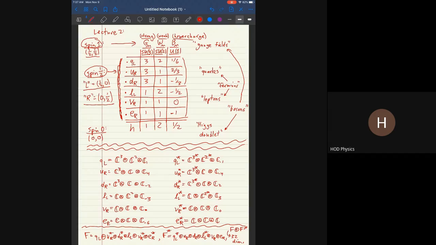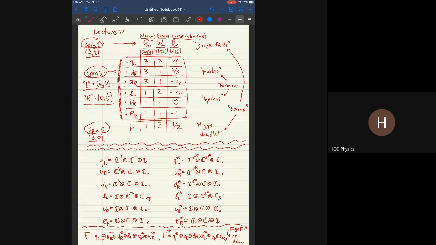Then finally, there's one last row of the table. We saw one last matter field, which is not a spinor field, which is not a spin 1/2 field. It's the spin 0 field at the bottom, which transforms as the 0 0 or trivial representation of the Lorentz group.